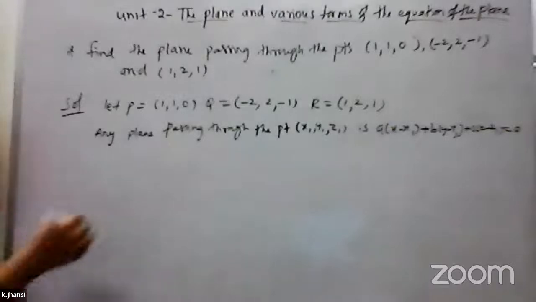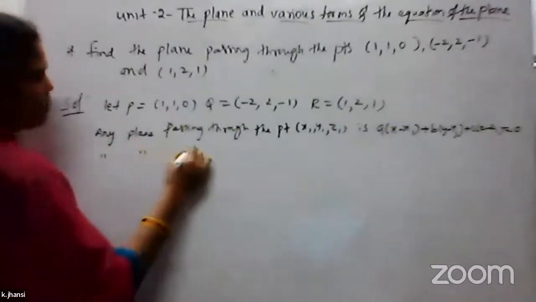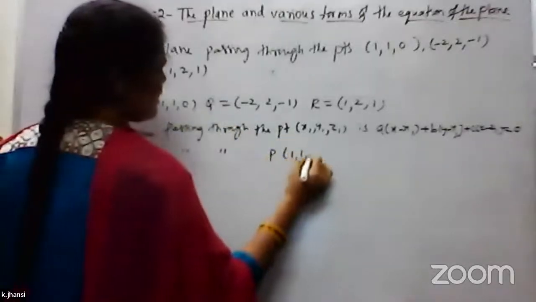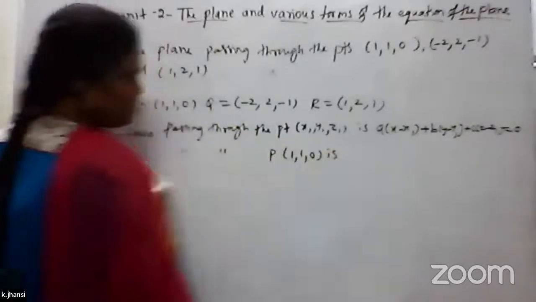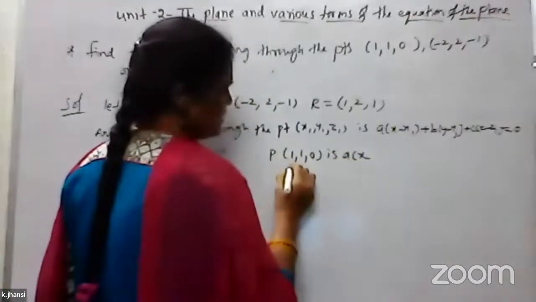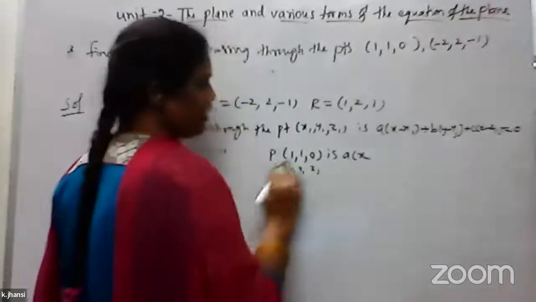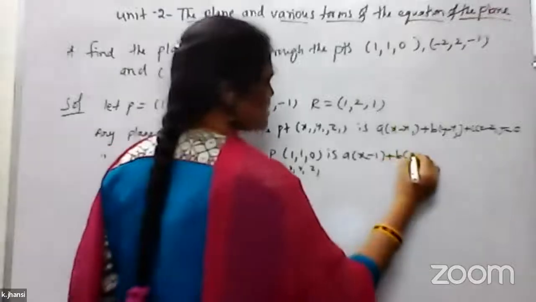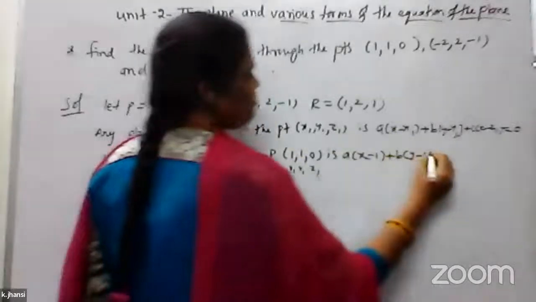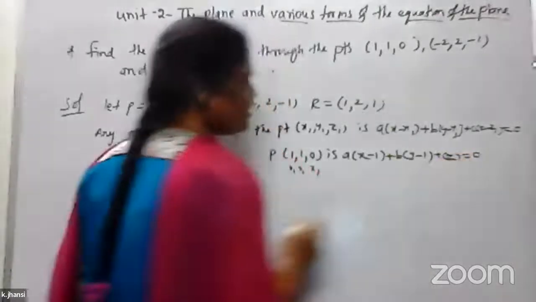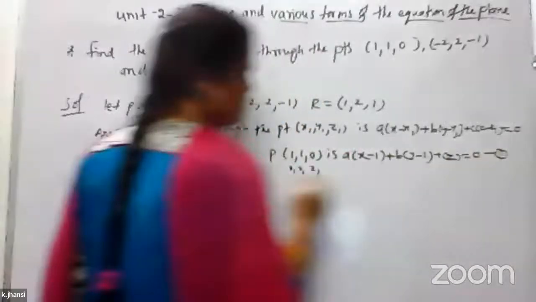Now any plane passing through the point P, that is 1, 1, 0, is a into x minus 1 plus b into y minus 1 plus c into z minus 0. So you can write it as a(x - 1) + b(y - 1) + cz equals 0. You put this as equation 1.